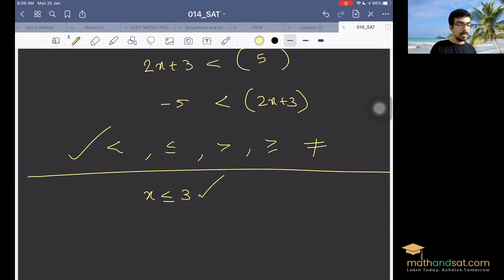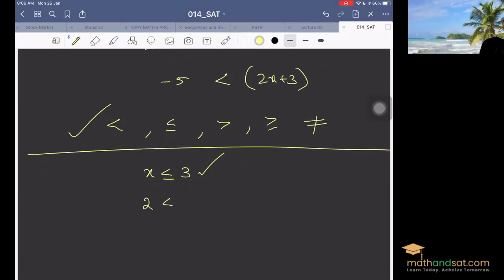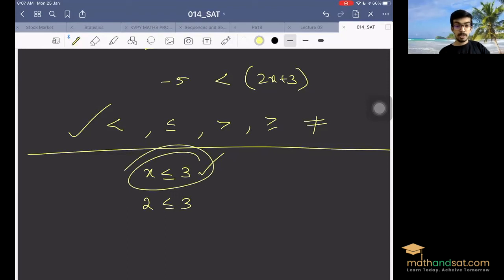Yeah, 2 is some number which will make the statement true. But is 2 the only number that will make this inequality true? It can be 1, it can be 0, it can be negative numbers. If you take any negative number, it's going to be less than or equal to 3. Got it? So you understand that this inequality has a large set of values as its solutions, not just a single value. The solution set is the set of all values that will satisfy this inequality.